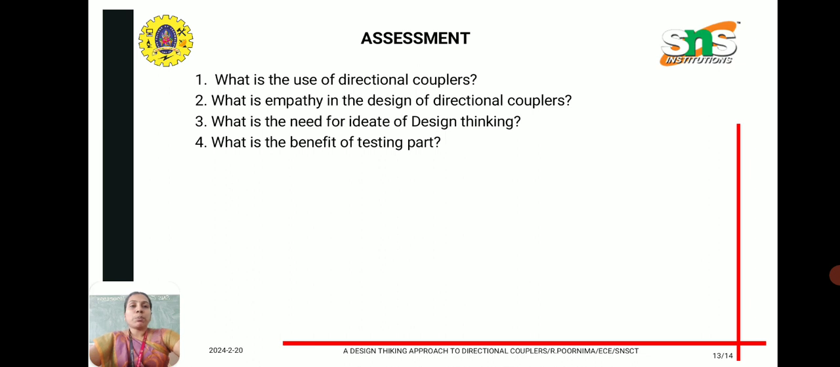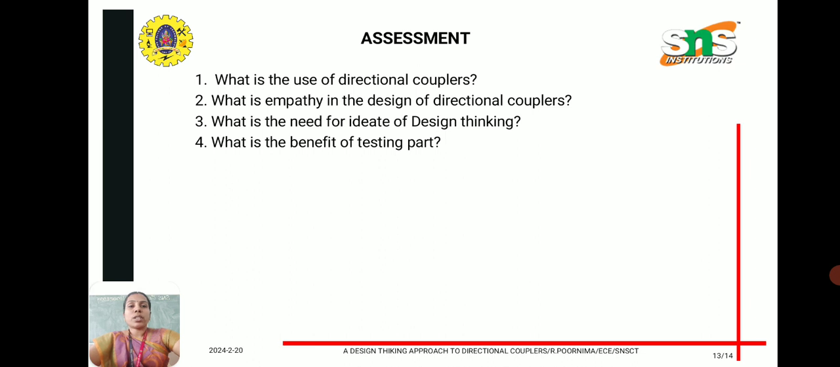And the empathy part in the design of directional couplers is that we are going to give a high sensitivity directional coupler for the purpose of motion detection sensors in high security areas, where we can detect the signals with higher coupling and high isolation. And what is the need for ideate in the design thinking process? In the ideate process, we are going to give ideas for the implementation of directional couplers.